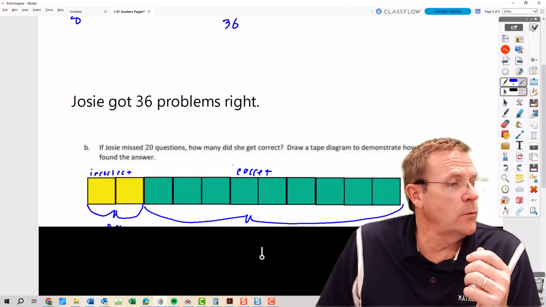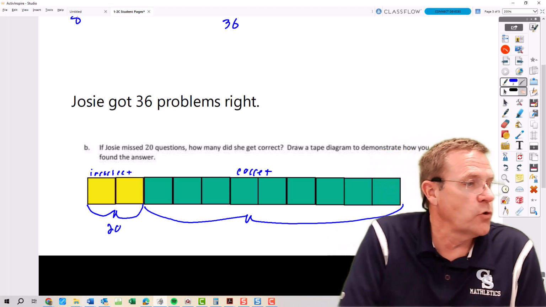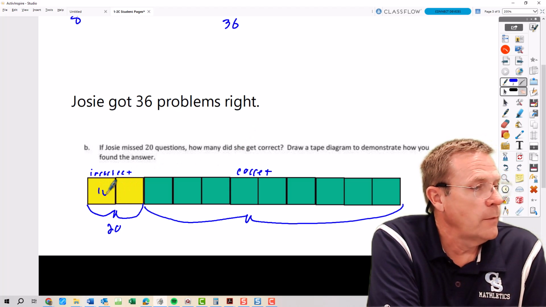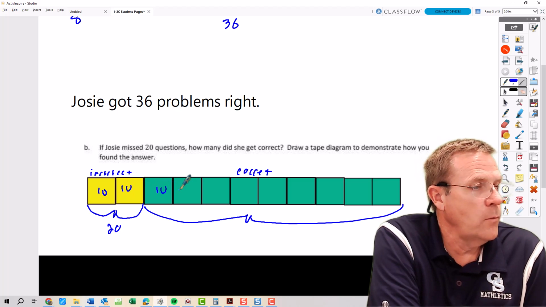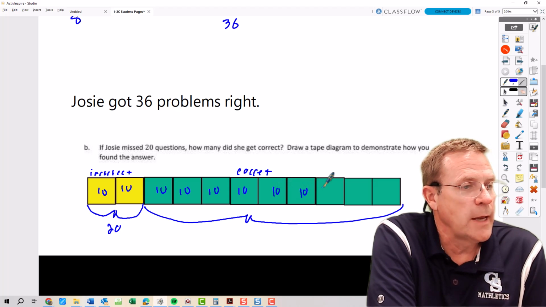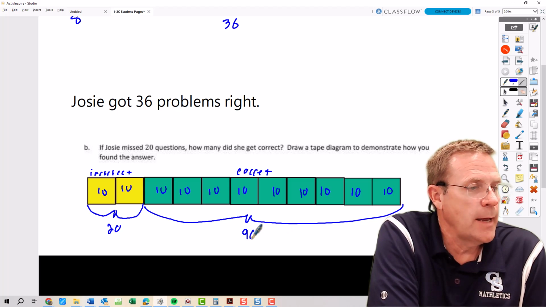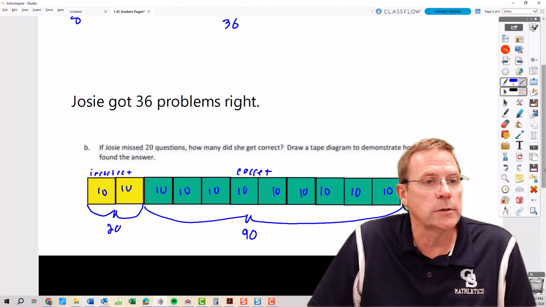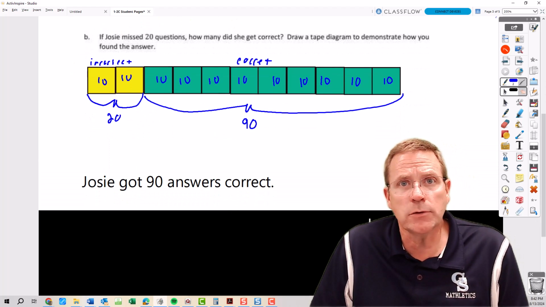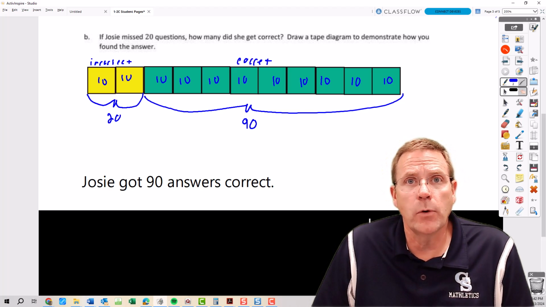So what we're going to do is take our same tape diagram that we had, where we have the 20 incorrect, and we know that 20 divided by 2 is going to be 10. So every single one of these sections is going to be 10 questions long. So she had 20 incorrect questions, and 10 times 9 means she got 90 correct questions. And from there, we can scroll down again. And in words, you can't just throw down the math. You got to put the words to go with it. Josie got 90 questions correct.